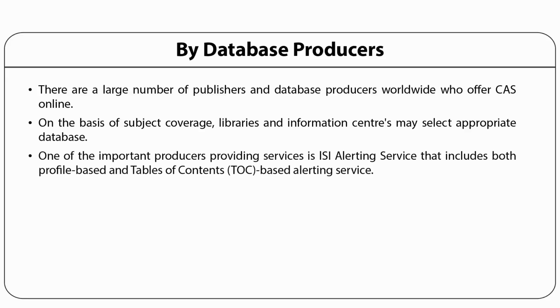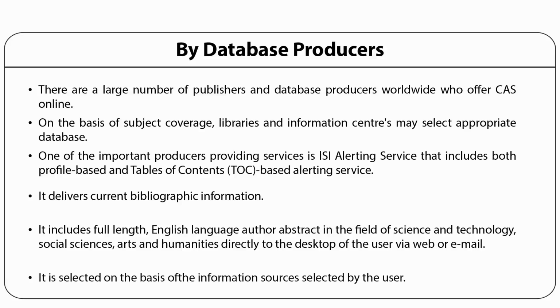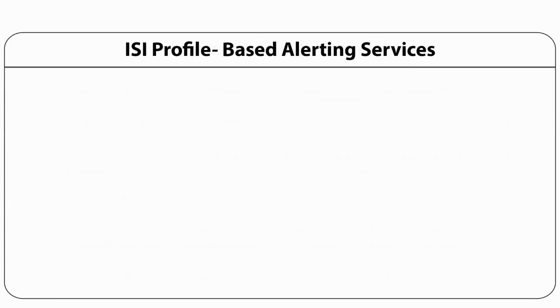One of the important producers providing services is the ISI alerting service that includes both profile-based and table of contents-based alerting service. It delivers current bibliographic information. It includes full-length English language author abstracts in the field of science and technology, social sciences, arts and humanities directly to the desktop of the user via web or email. It is selected on the basis of the information sources selected by the user.